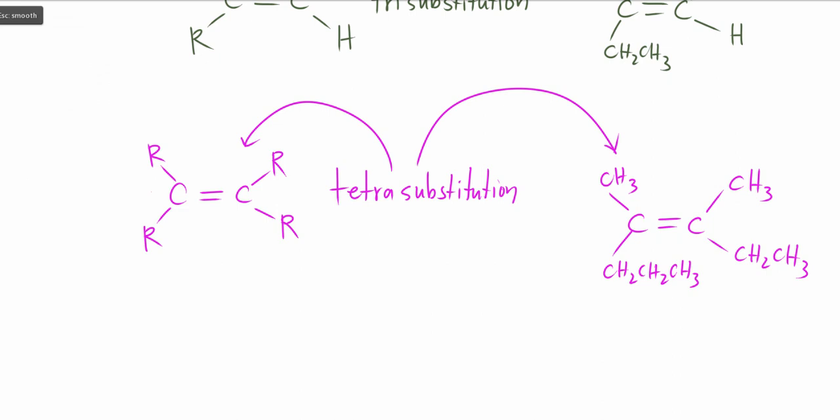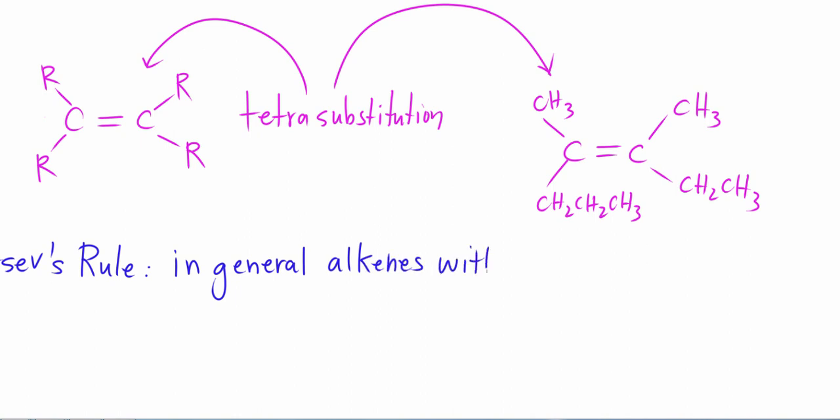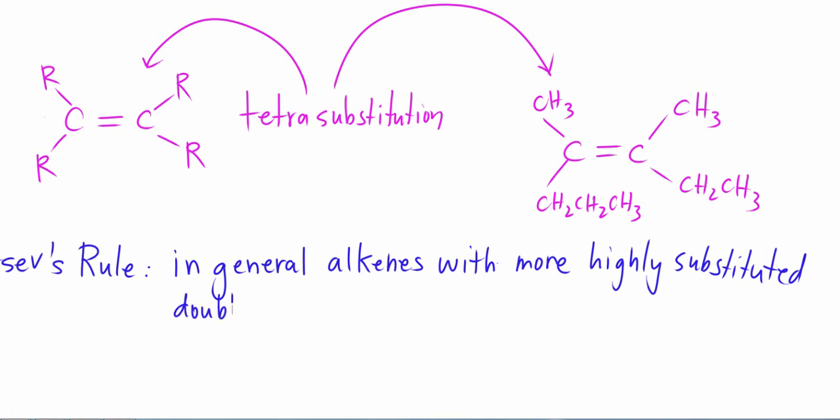So now we want to come into something that we're going to look at for elimination reactions. It has a special name called Zaitsev's rule. So, in general, alkenes with more highly substituted double bonds are usually more stable.